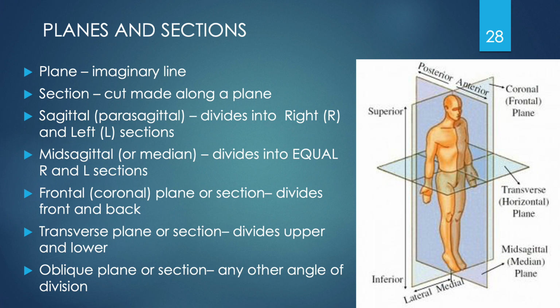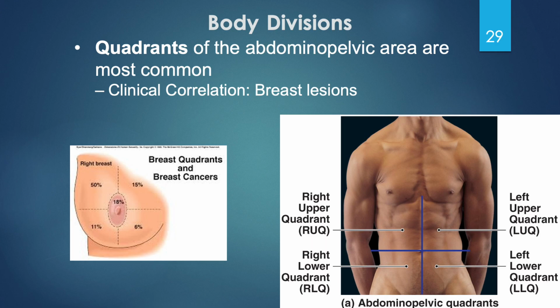And then the oblique plane is any other angle really of division, and that can be altered accordingly to what's needed. So we'll also break down different body parts into quadrants, because that helps us to have a general reference point when we're talking about if somebody comes into the hospital and they complain of abdominal pain. Well, that could mean a whole lot, right? The abdomen covers a lot of different organs underneath that skin. So if we are able to say, well, what quadrant is it?